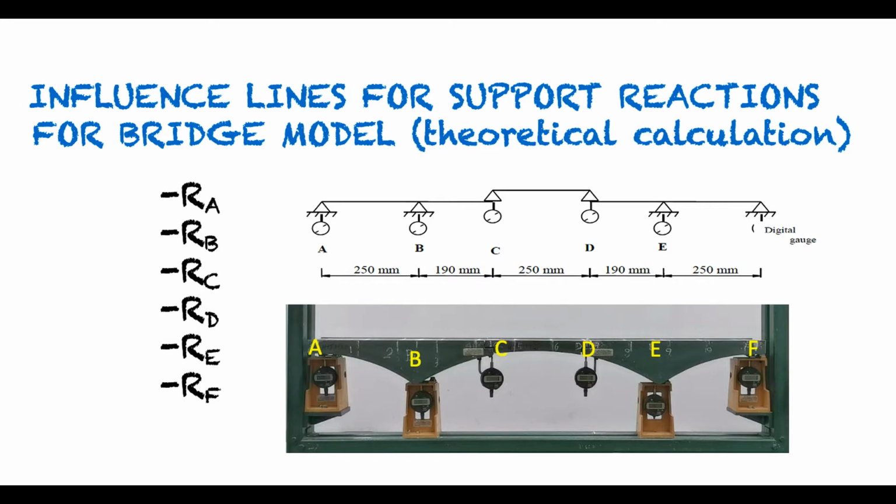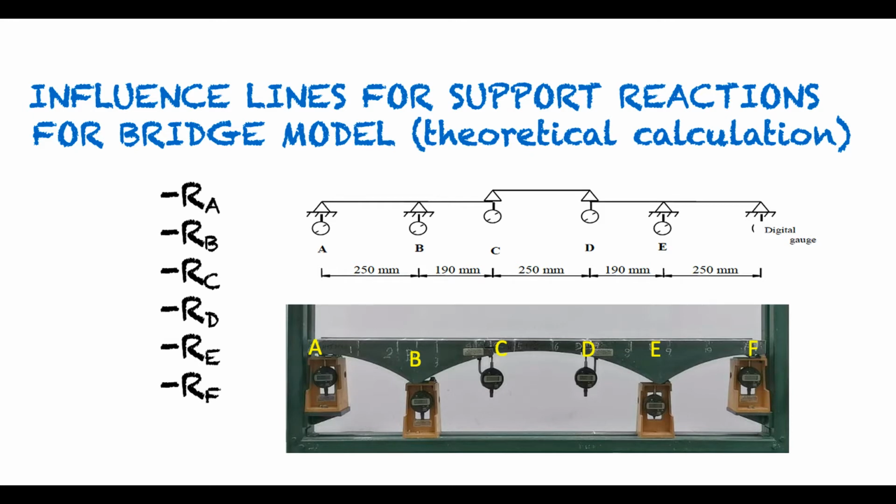So this is the bridge model that we will test in the lab. It consists of 6 supports A, B, C, D, E, F, and if we look closely, it is actually a series of simple support that we have learned from the theory, that we can apply the theory of influence line as I mentioned before.